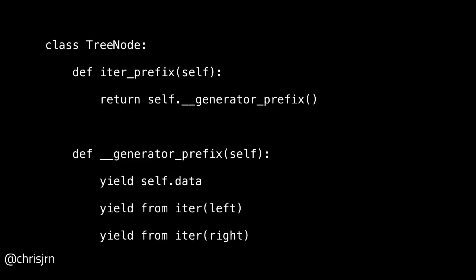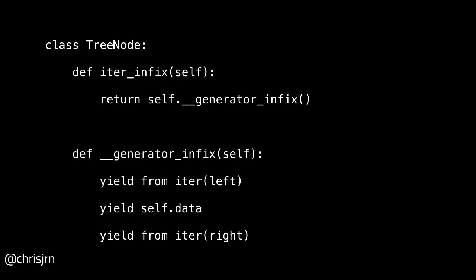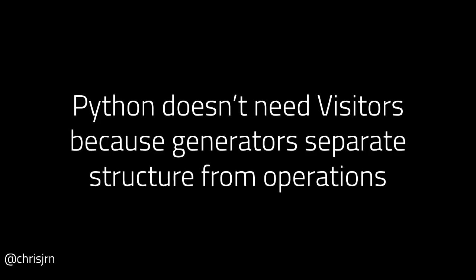And so if you need to have multiple different iteration methods, depending on the order in which you traverse down things, it's not hard to write multiple generators because writing generators is easy. And so Python doesn't need visitors because generators separate the structure from operations, and that's what the visitor pattern does. And so that's 4 design patterns that don't actually make all that much sense in Python because there are features in Python that let you do that.